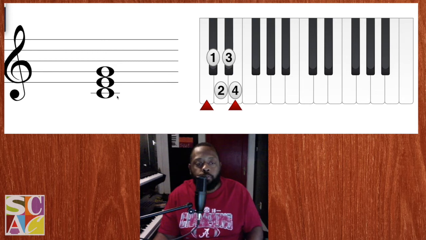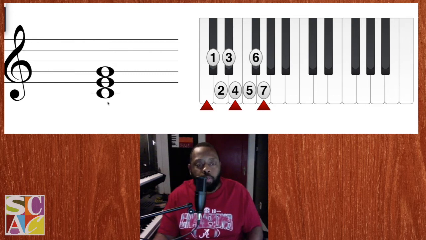Let's look at the intervals from a specific standpoint. Now, from C to E, we know is a major third, because from C to E are 4 half steps away from each other. Let's also look at the relationship from C to G. We know from C to G is a perfect fifth, because C to G are 7 half steps from each other. So when you add a major third plus a perfect fifth, you get the C major triad.